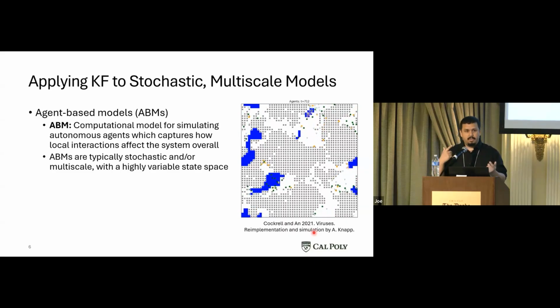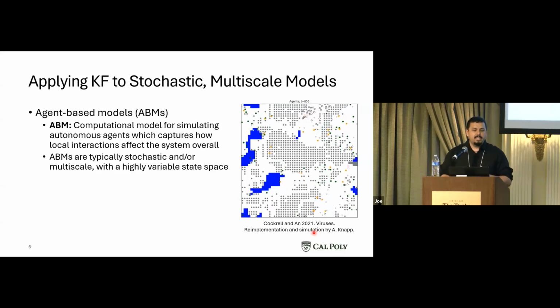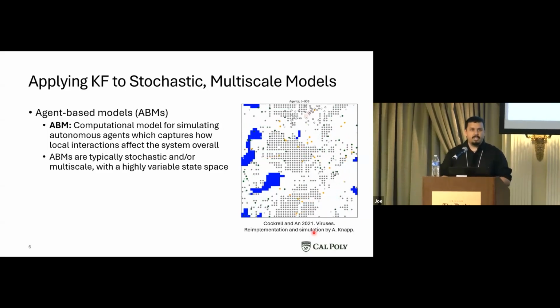There are rules that govern the intracellular and intercellular interactions, but there might also be high-level rules affecting the environment as a whole. So there are different things happening at multiple scales. What this results in, though, is a really variable state space. You have agents that are being born and dying out very frequently, so the finer details of your state space are changing from one time step to another.